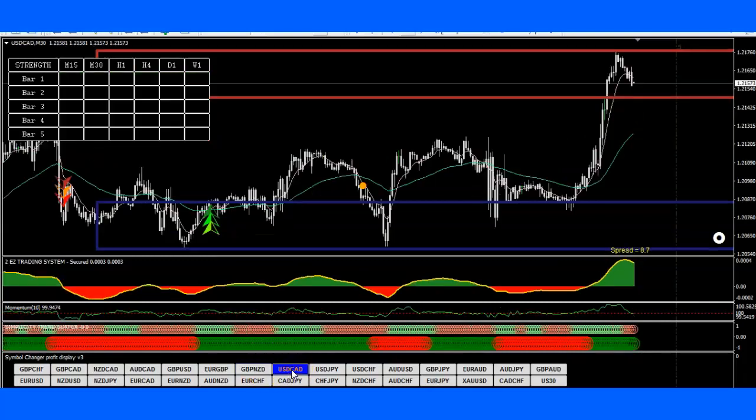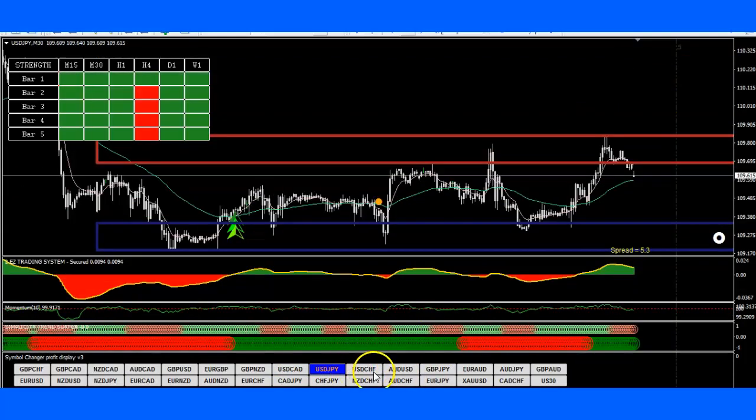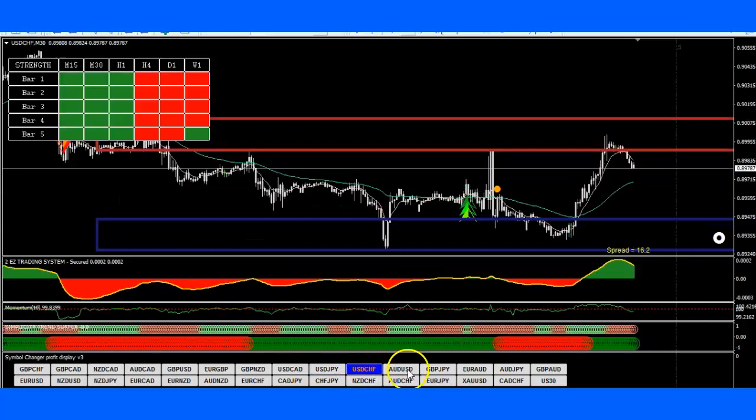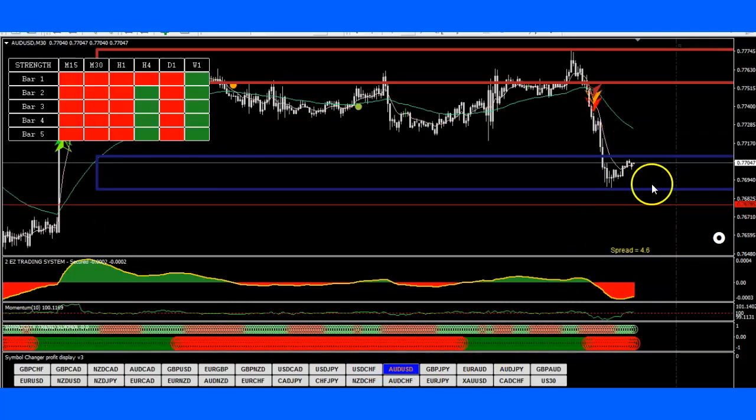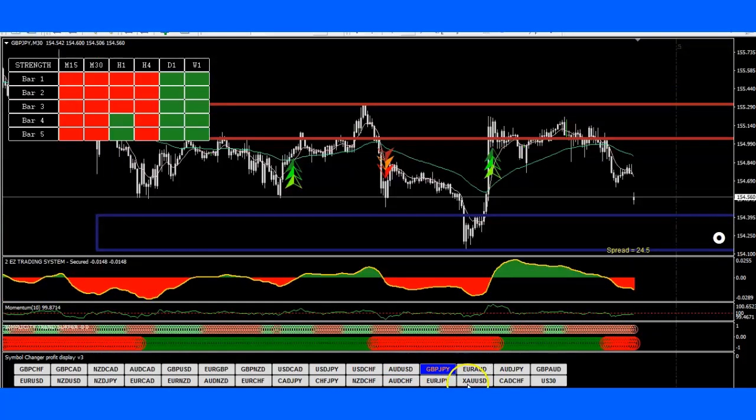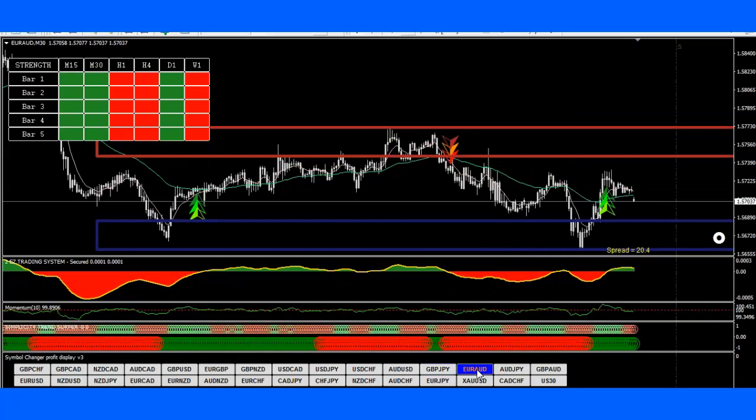USD CAD, looking okay. We're just going to wait a little bit more. They're not ready. USD JPY. Okay. AUD USD, CHF. That one looking good, we're still going to wait more. CAD JPY. Don't like it too much. EUR AUD. Already in the center of the zones. Don't like it too much.